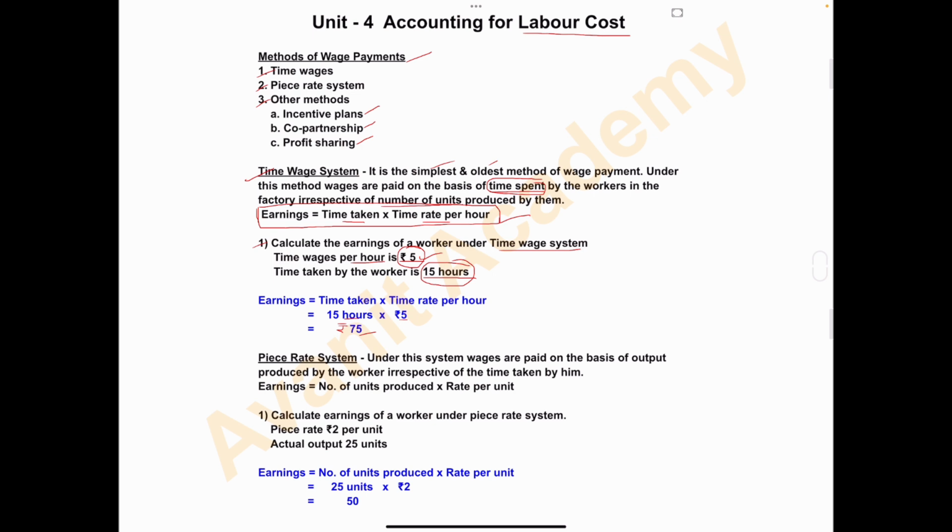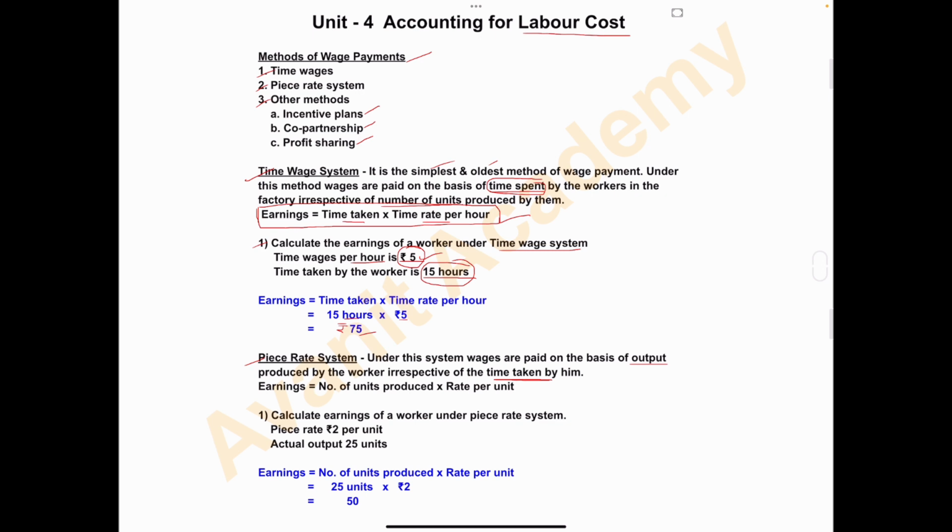Next we'll see the piece rate system. Under this system, wages are paid on the basis of output produced by the worker, irrespective of time taken by him. So, in piece rate system, the wages or the remuneration are paid to the worker on the basis of output, on the basis of number of units produced by the workers, and not on the time taken by the worker or the time spent by the worker.